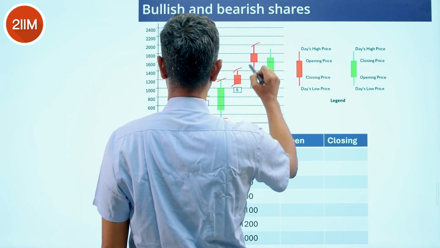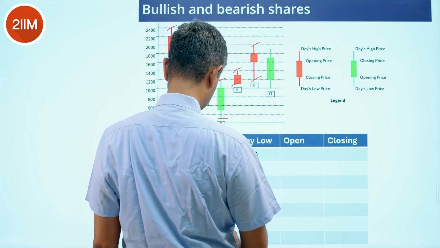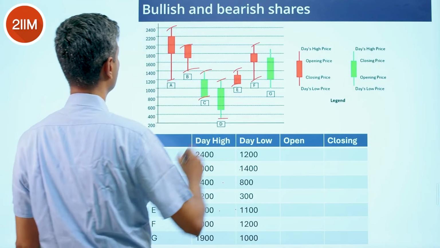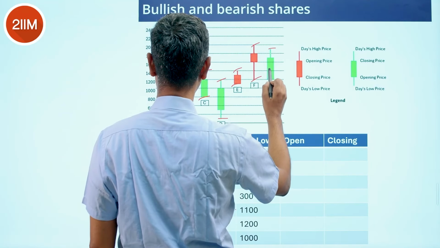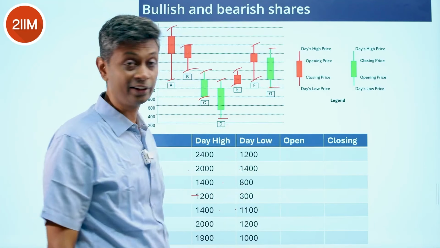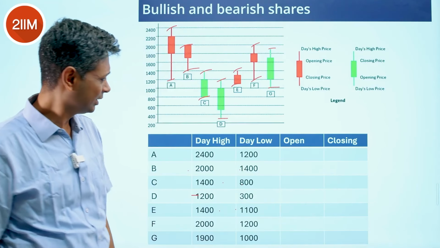2000 and 1200, sorry. 1900 and 1100, sorry, not 1100, 1000, 1900 and 1000. Done. We filled all of this.